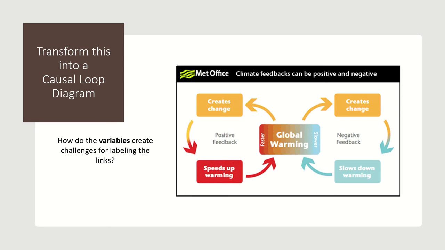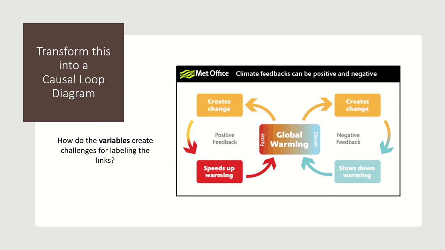So what are some of the problems with some of the choices that they've made for the nodes or the variables of this causal loop? What sort of rules are they violating that we try to abide by when we do causal loop diagrams? They're all verbs. All verbs, yeah. So I see creates, slows down, speeds up, creates. So it's more of a temporal diagram than a causal loop diagram.